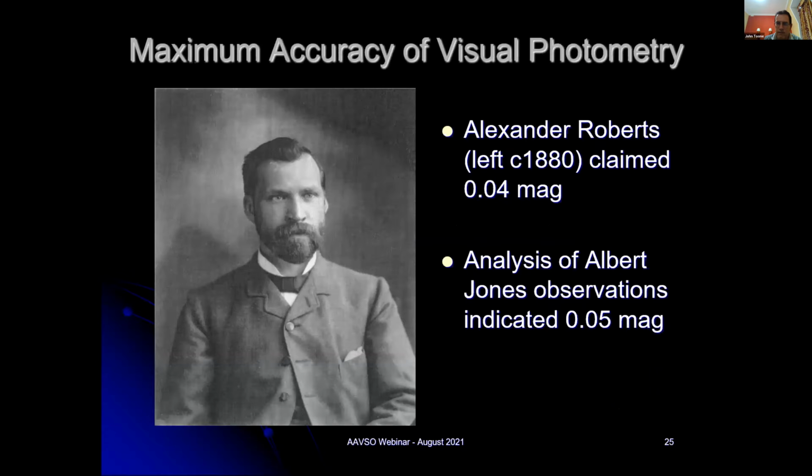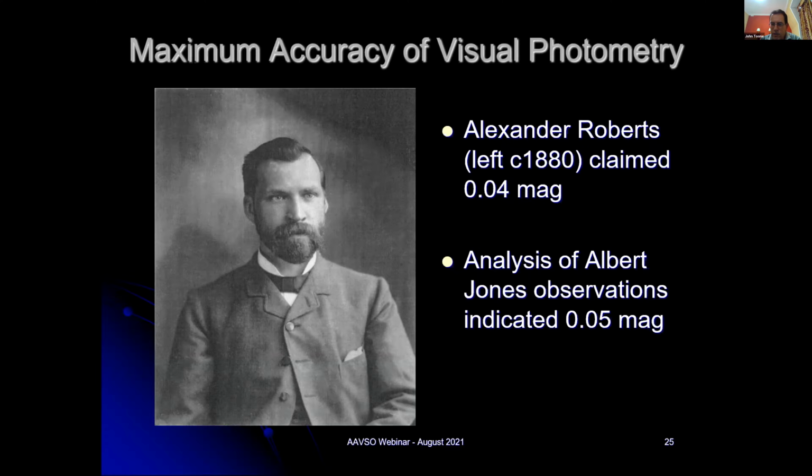So if you follow all these guidelines, you can get very accurate results, surprisingly accurate results. If you go back over 100 years, Alexander Roberts did a lot of experiments with visual photometry, and he worked out that he could get an accuracy of 0.04 of a magnitude. And then later on, Frank Bason did some analysis of Albert Jones's observations, and that indicated that he could get to around 0.05, a very similar figure.